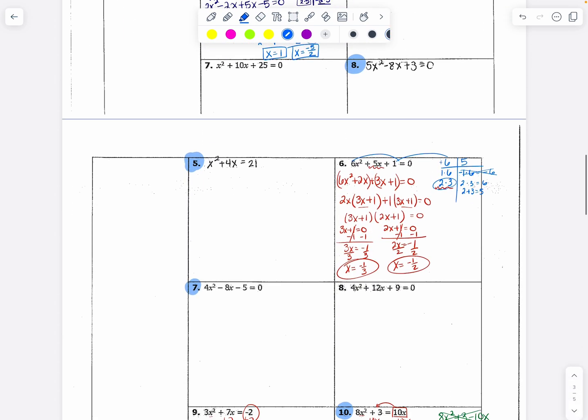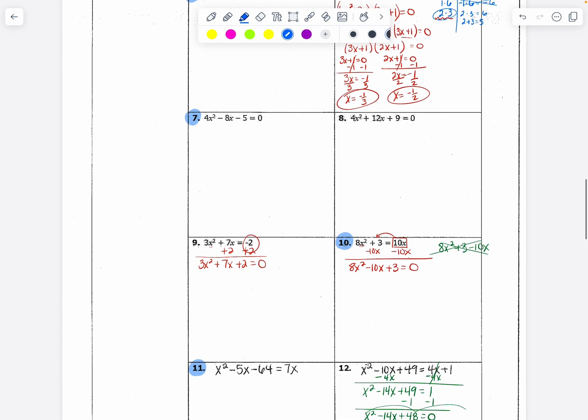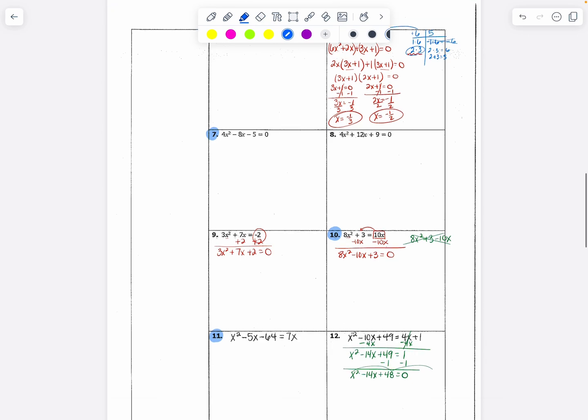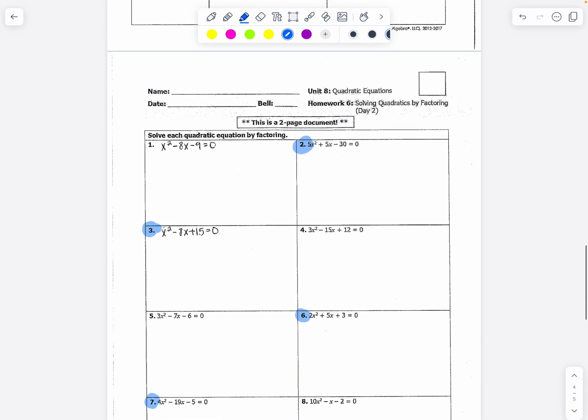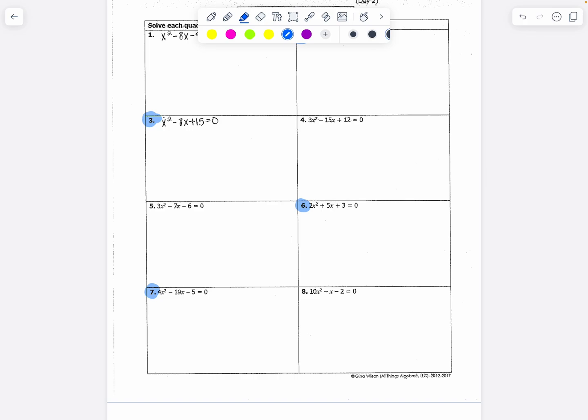If we look at the front of the second page, I need for you to do 5, 7, 10, and 11. I've already started number 10 for you, so you just need to work from there. And then on the very, very back side, you are doing 2, 3, 6, 7. Make sure those are completed before you come into class tomorrow morning.